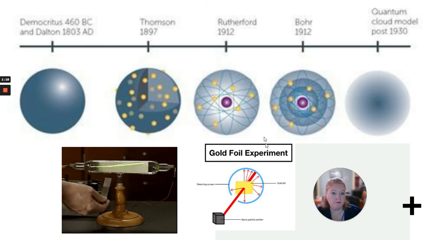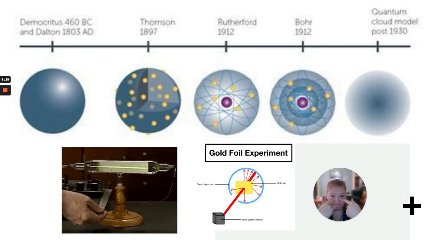Okay, then Rutherford did an experiment called the gold foil experiment. And most of the alpha particles just went right through the gold foil, but some bounced at angles, some even bounced right back. He was like, what the heck? That was not what I was expecting.